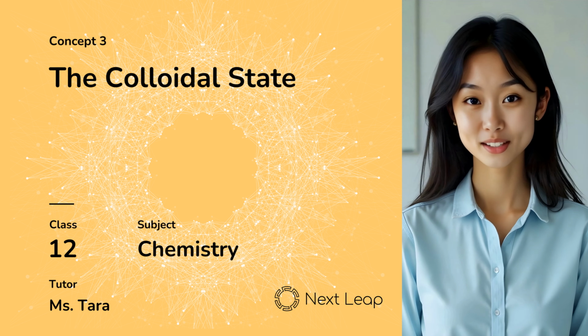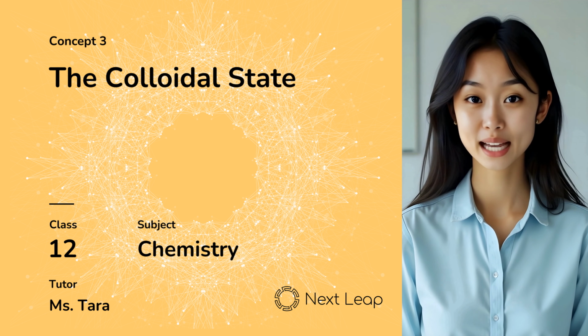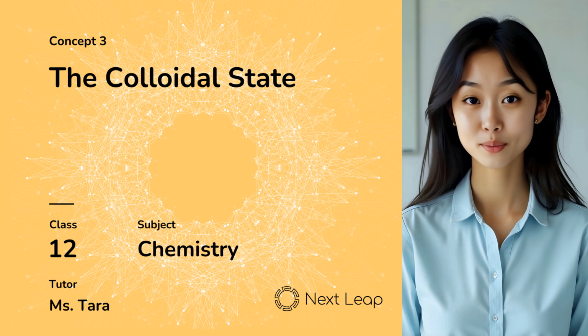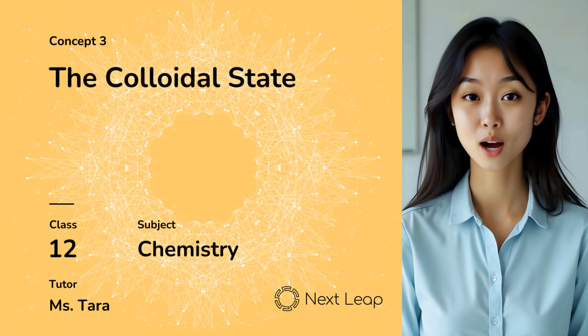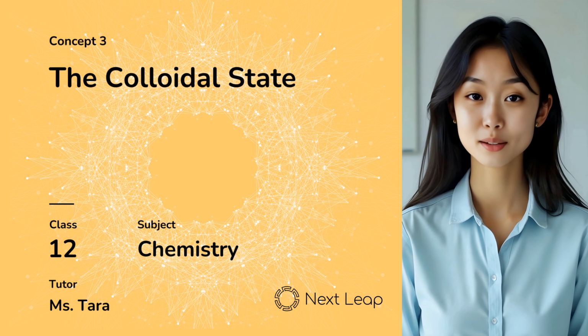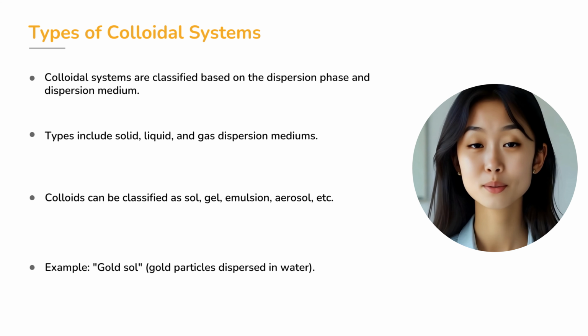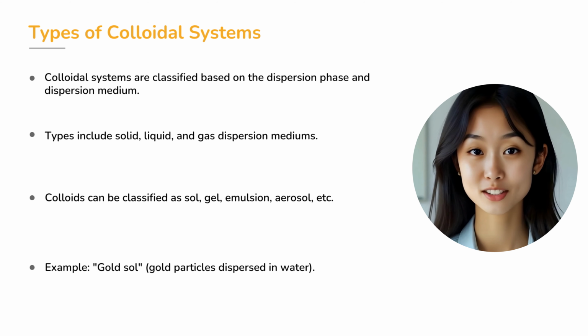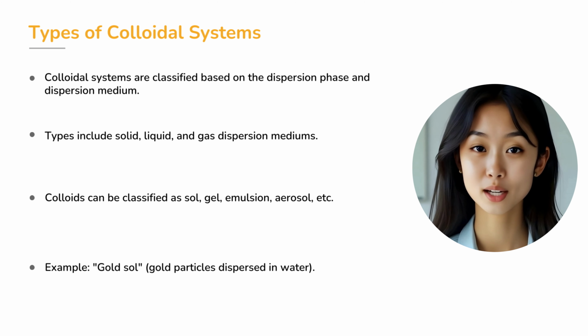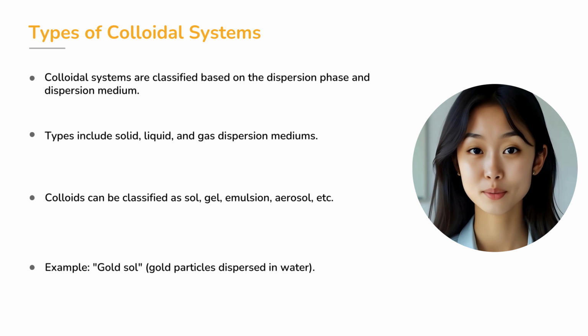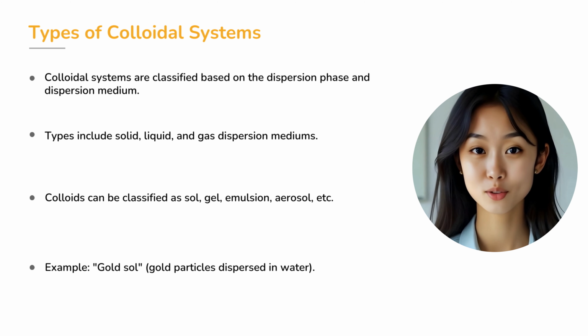You'll find colloids in everything from gum arabic in candy to the paint on your walls. Let's dive deeper into how these systems are categorized. Now, let's break down the types of colloids. In the world of colloidal systems, the dispersed phase, that's the particles being dispersed, can be found in solid, liquid, or gas forms. Depending on the type of dispersion medium, colloidal systems fall into different categories.